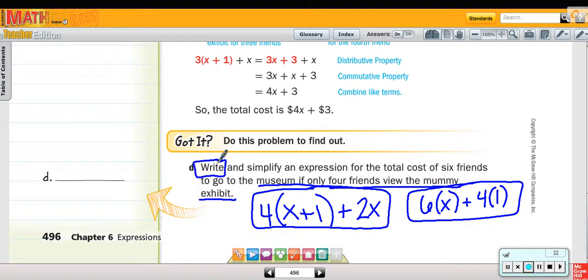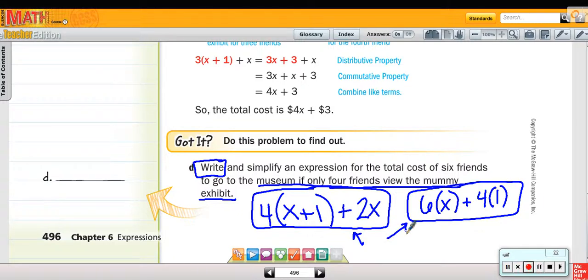Okay, Brooke? So we have 6x plus 4y. Okay, we don't want to combine yet. This is just the writing. That's your simplifying, so we're not there yet. There are two parts here. You have to write the original expression, which would be either this one or this one for your writing.